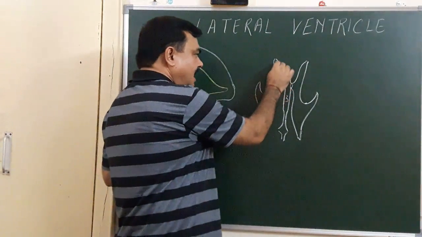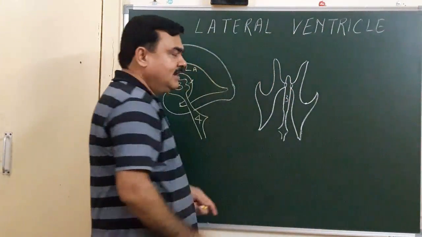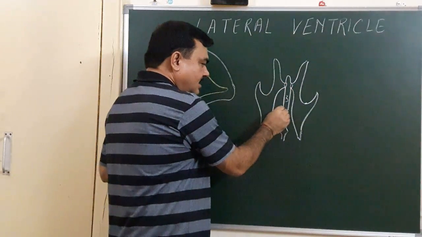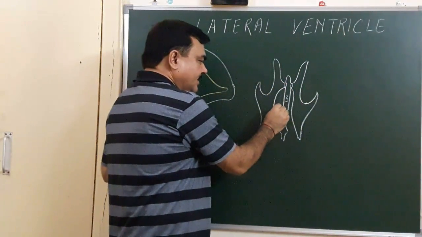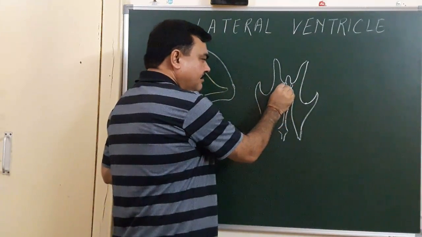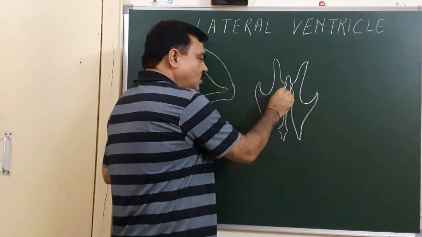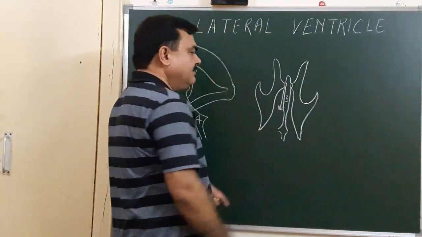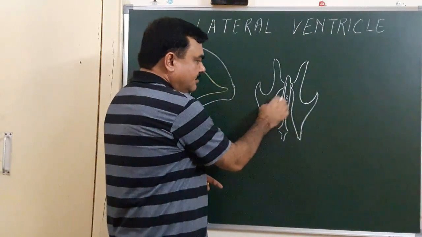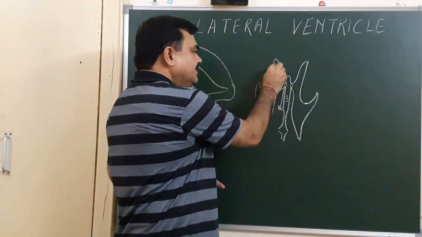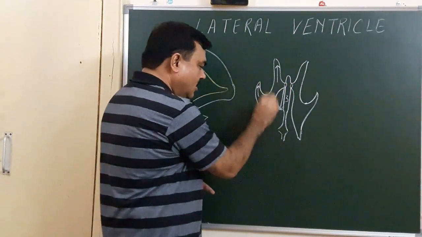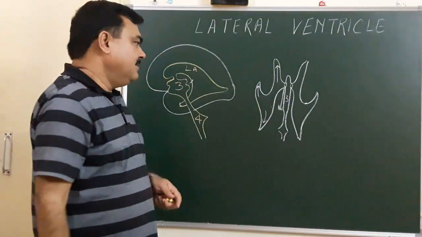This is the lateral ventricle. This is the C-shaped lateral ventricle. This lateral ventricle has a body from here to here. This is the level of the splenium of the corpus callosum, from the interventricular foramen to the splenium of the corpus callosum level. This is the body. This part is the anterior horn. This is the inferior horn. This is the posterior horn of the lateral ventricle.